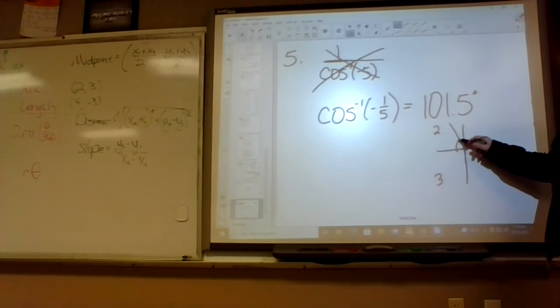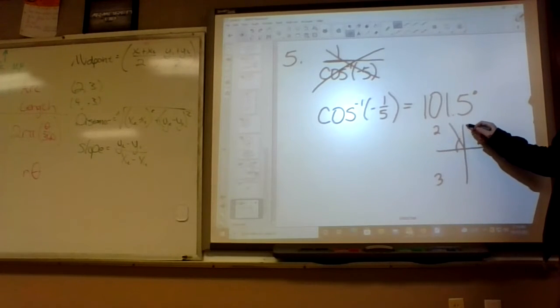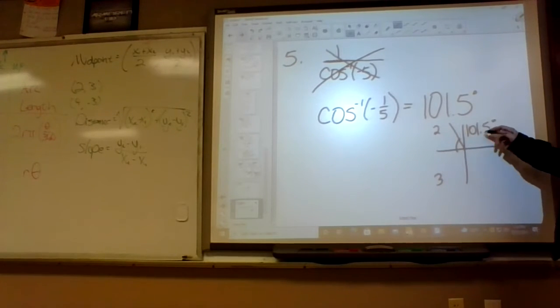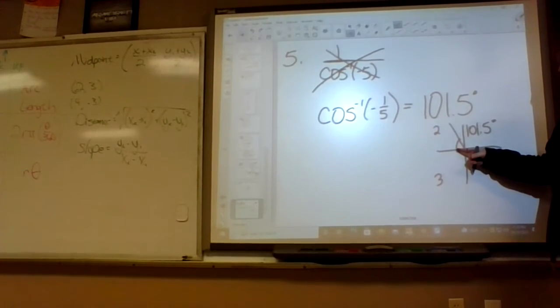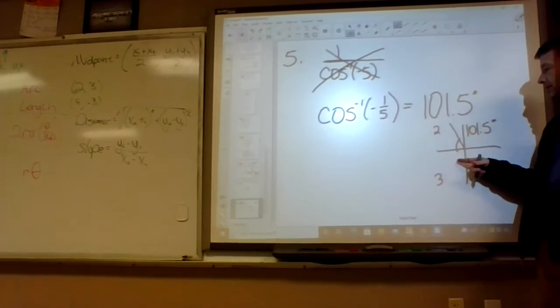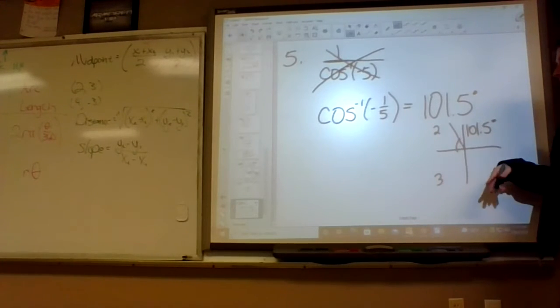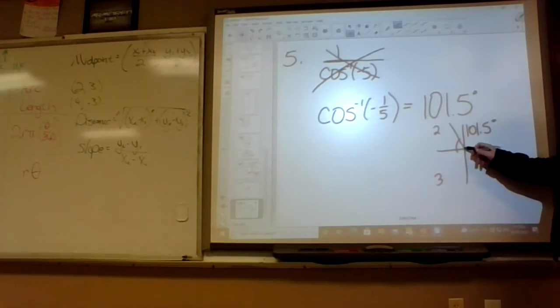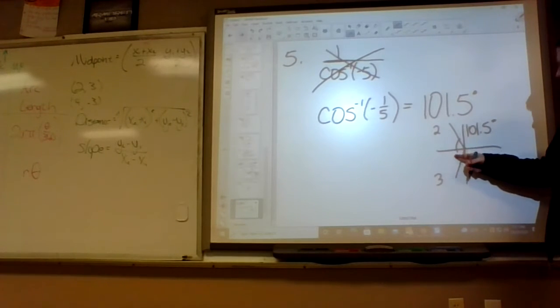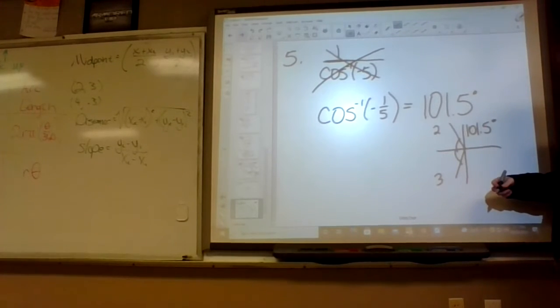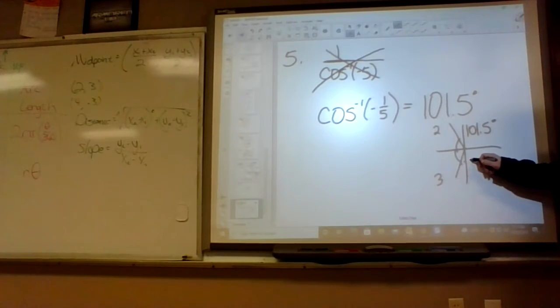Okay, we need the reference angle, 180 minus 101.5. Is that how you do it whenever it's too big? If it's in the third or second quadrant, we need to find the reference angle to help us get the other angles. 78.5. So the third quadrant angle needs to be 78.5 past 180. That makes sense? So we have to do 180 plus 78.5, which is 258.5.